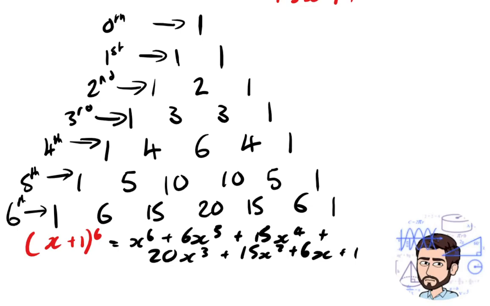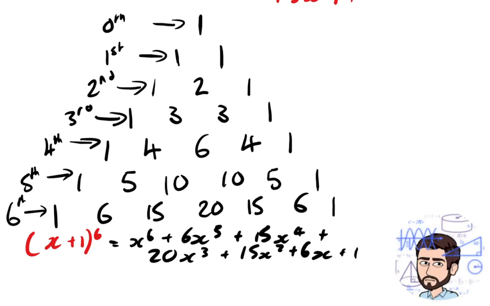symmetrical. So the terms that are at the beginning and at the end have the same coefficients, because it's symmetrical about the midpoint of the middle of the triangle. And that is the expansion. If you don't believe me, you can expand those 6 brackets yourself, but that genuinely is the expansion of x plus 1 to the power 6.